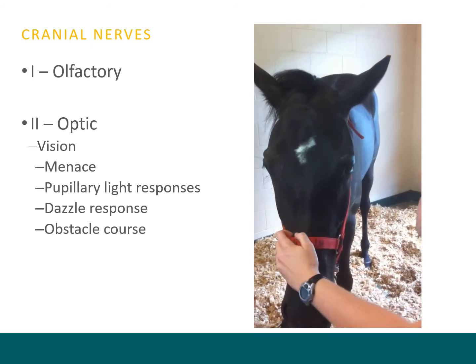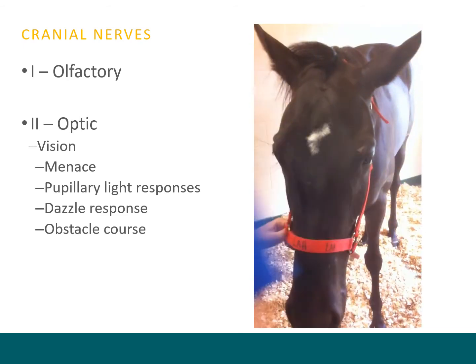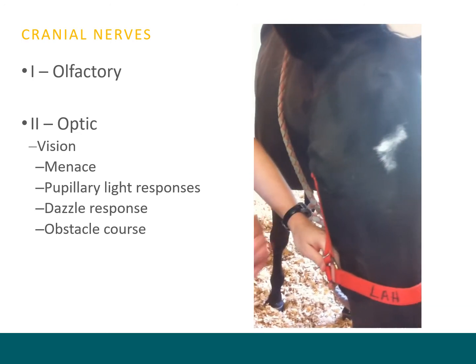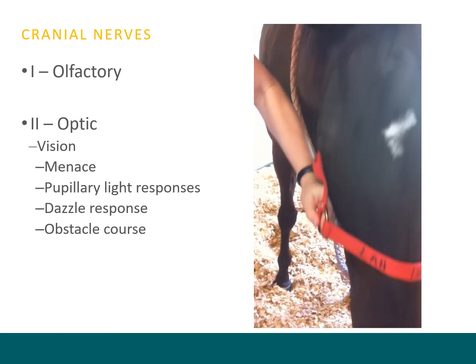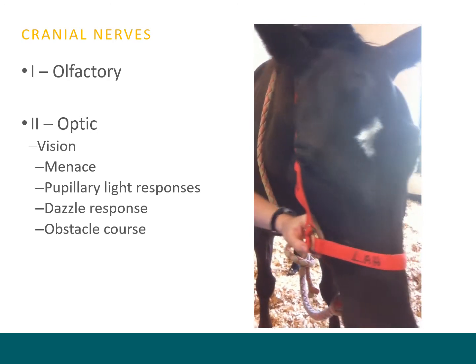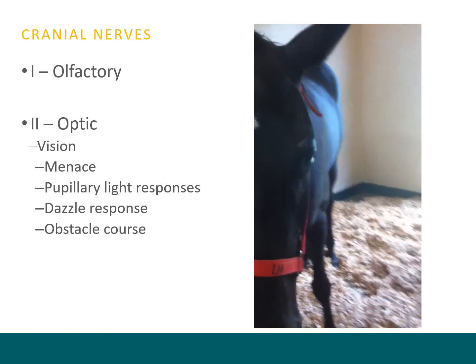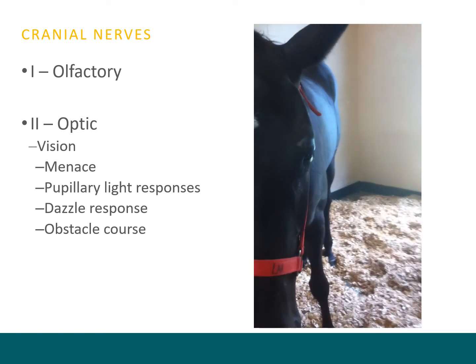So you can see here on the left, I'm coming nasal, temporal. You can see she does not blink at all. Moving over to the right side, nasal. Do that again, nasal and temporal. You can see that she blinks appropriately on the right. Come back to the left, and this mare did not have any vision on the left side.